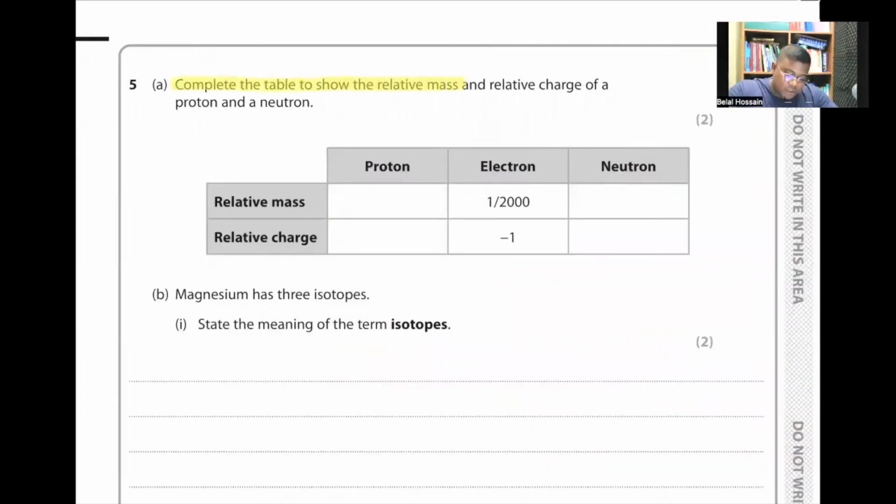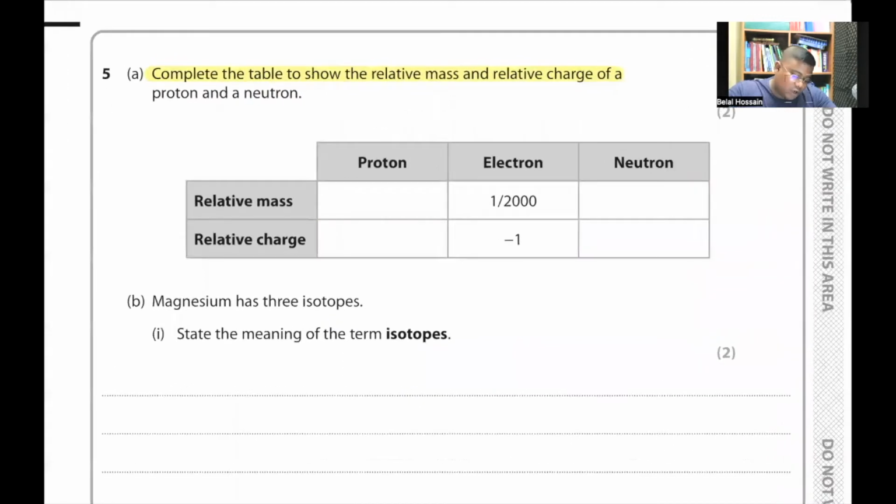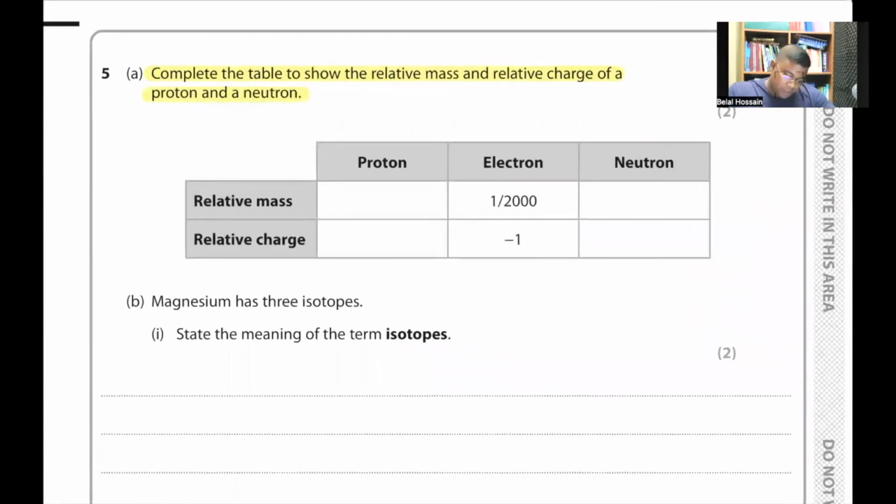Complete the table to show the relative mass and relative charge of proton and neutron. So first of all, proton. Relative mass, we know it's 1, and relative charge of proton is +1. For neutron, the relative mass is 1. For neutron, the charge is 0.